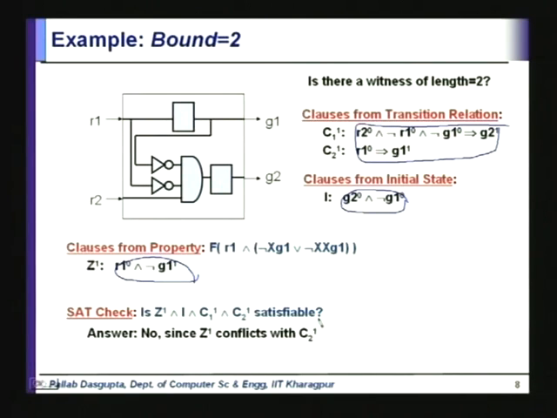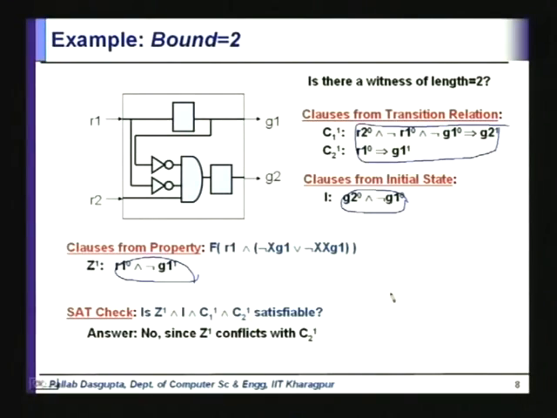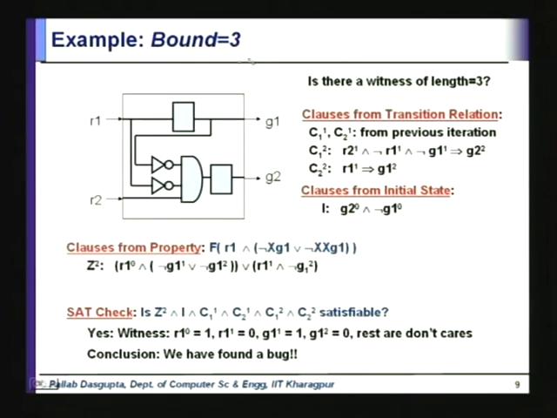So, what can we conclude from here? That it is not satisfiable? We can't conclude anything at all, because we know that there is no witness of length 2, but there can be witnesses of length 3, 4, 5, whatever. So, at this point of time all that we know is that there is no witness of length 2. So, the option that we have right now is to increase the bound. So, let us increase the bound to 3 and then ask, is there a witness of length 3?